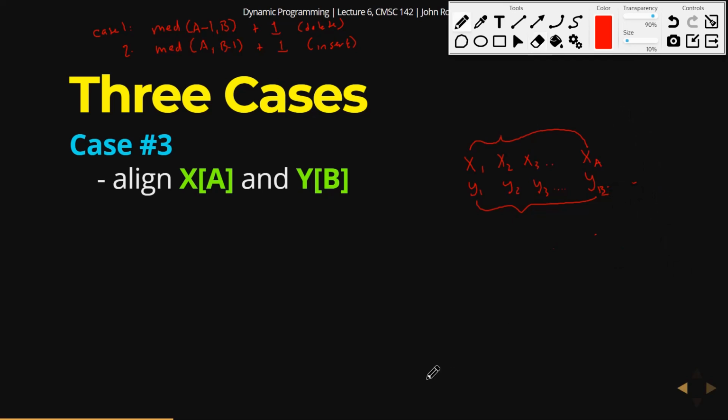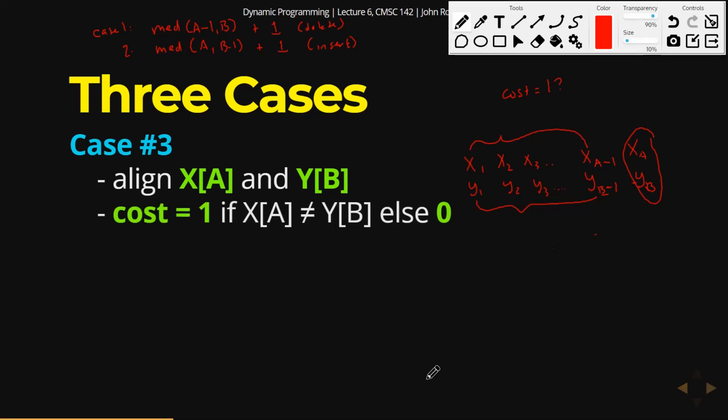Okay, so this time, what if we align xa and yb? So let's say from x1 up to xa minus 1, and then xa here, b minus 1, yb. So we align the two. Now what would be the cost of this one? Is it automatically 1? Well, we're not yet sure.